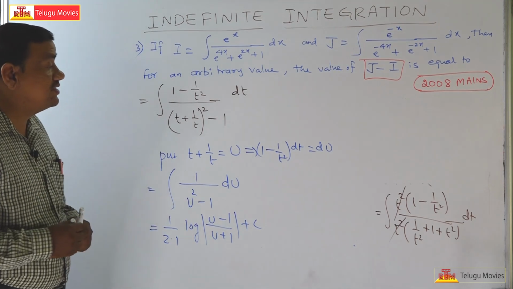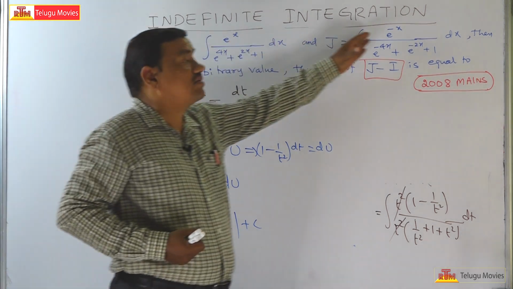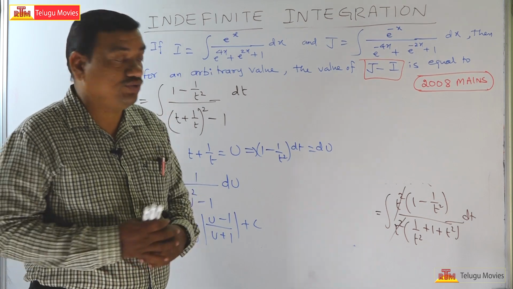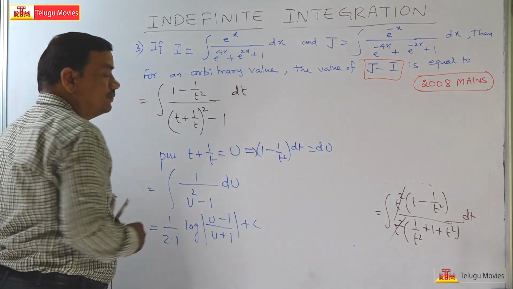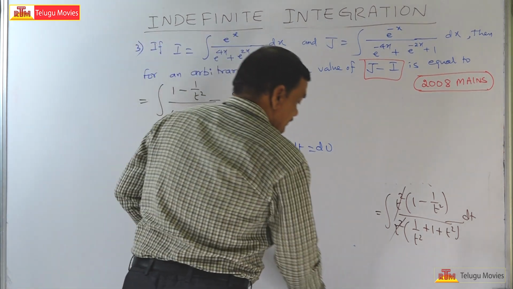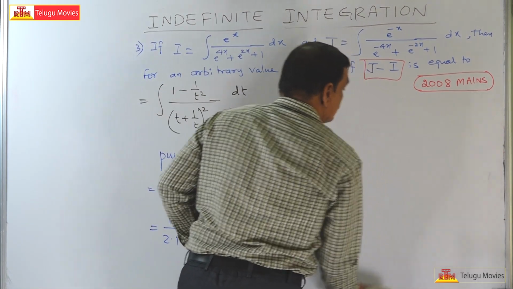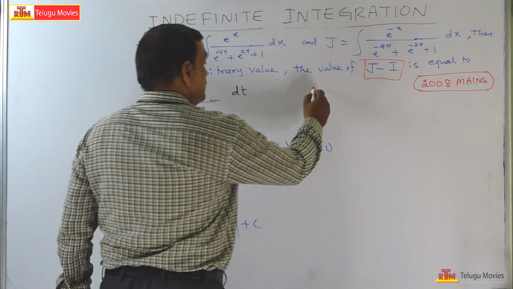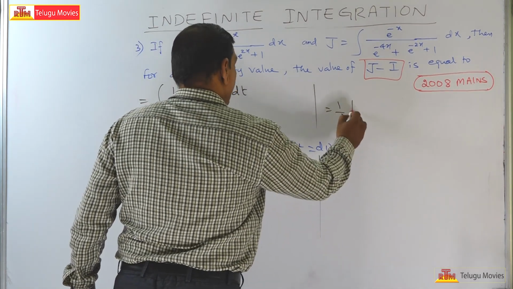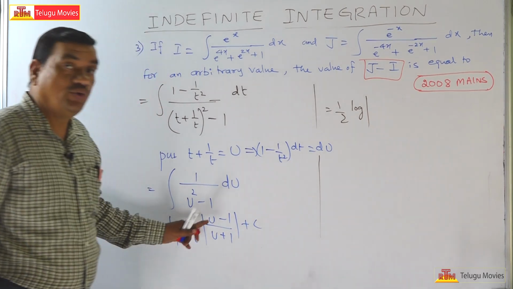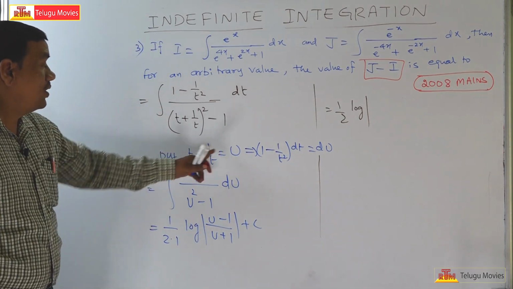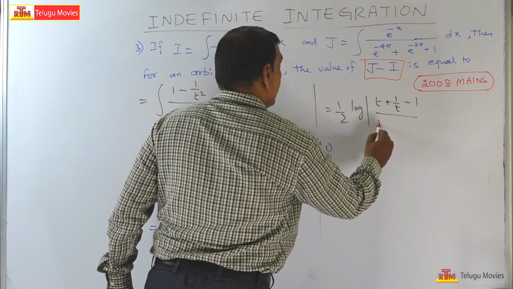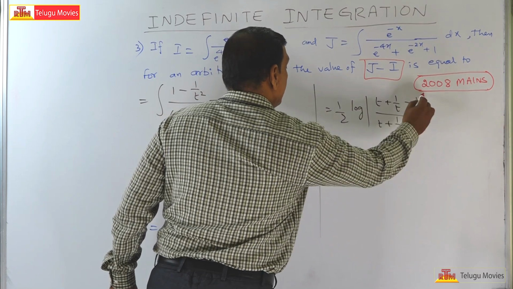So, wherever u is there, again our answer should be in terms of x, but here we did two substitutions. Be careful, we did two substitutions. First substitution is u. Understand this. So, what is your u? t plus 1 by t. So, this is equal to 1 by 2 into log of, u means what? t plus 1 by t minus 1 by t plus 1 by t plus 1 plus c.